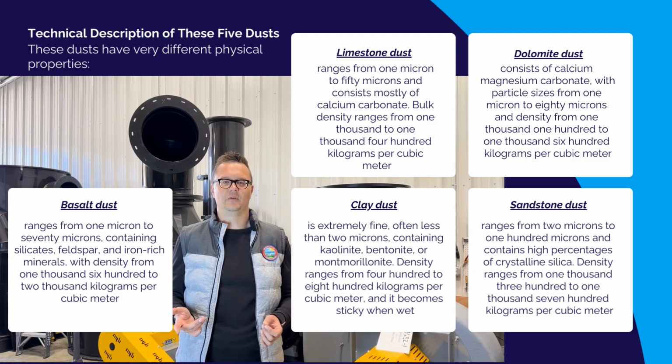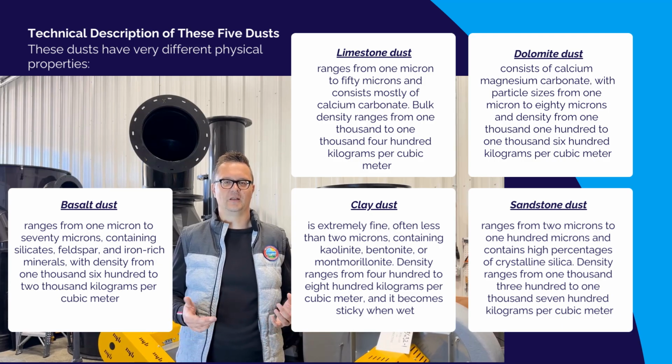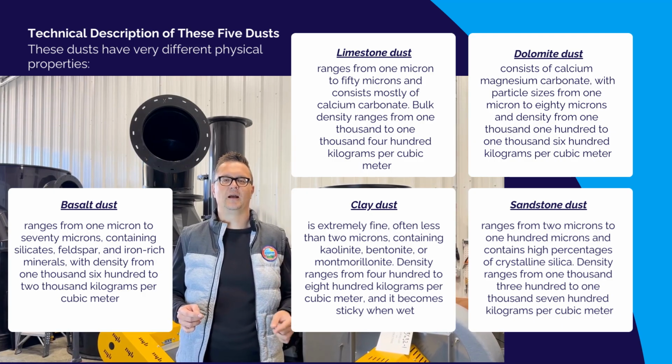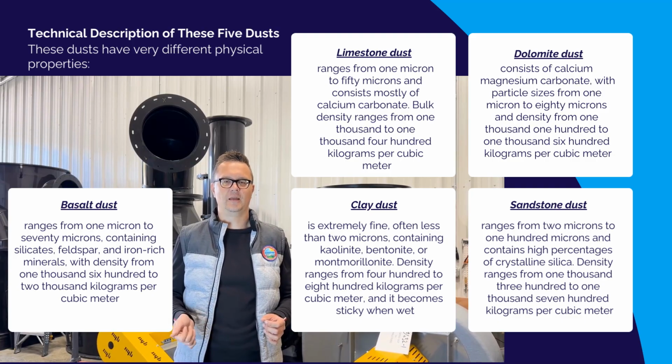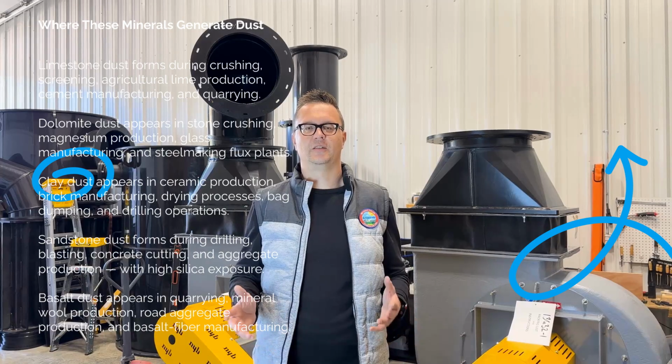Fourth, sandstone dust ranges from 2 microns to 100 microns and contains high percentages of crystalline silica. Density ranges from 1,300 to 1,700 kilograms per cubic meter. Fifth, basalt dust ranges from 1 micron to 70 microns, containing silicates, feldspar, and iron-rich minerals, with density from 1,600 to 2,000 kilograms per cubic meter. These 5 dusts differ significantly in composition, size, abrasiveness, and behavior.